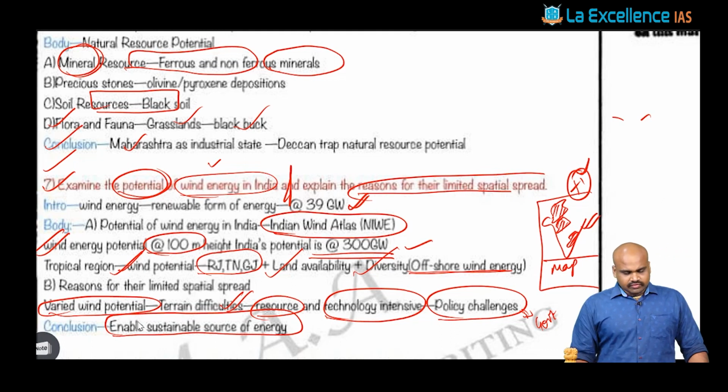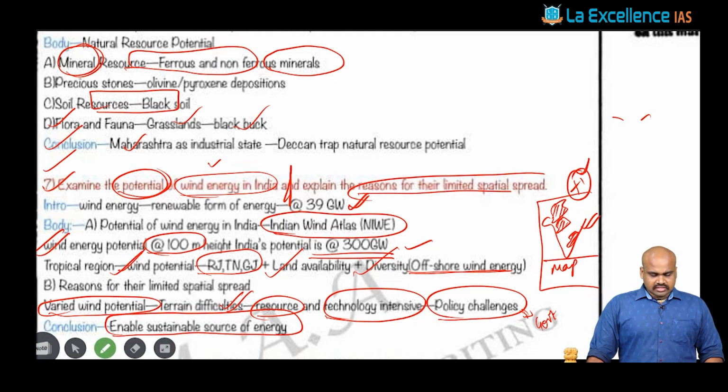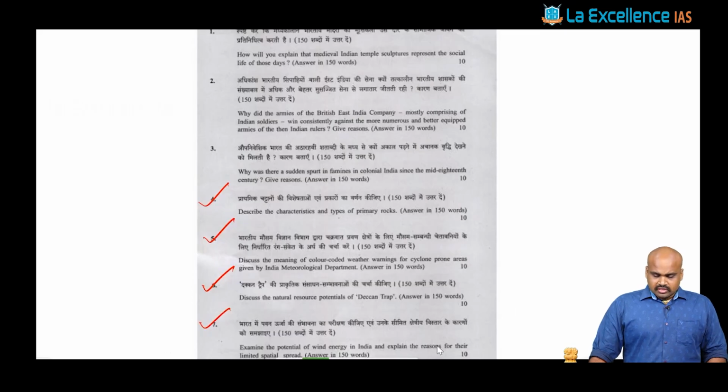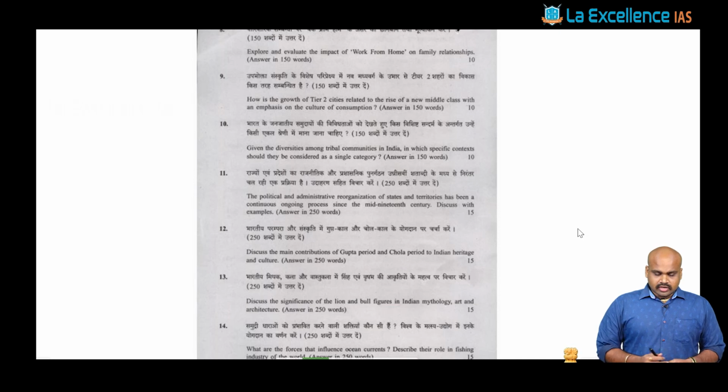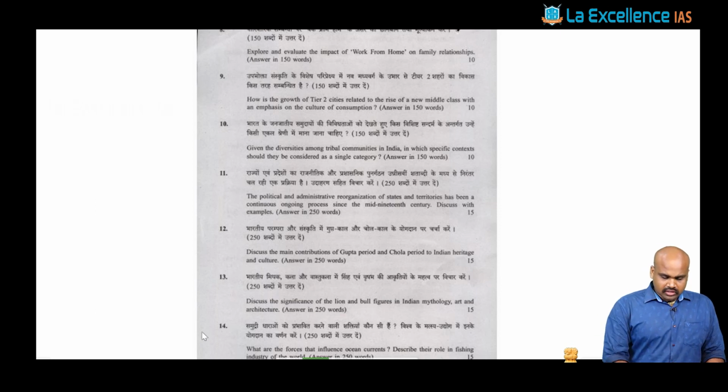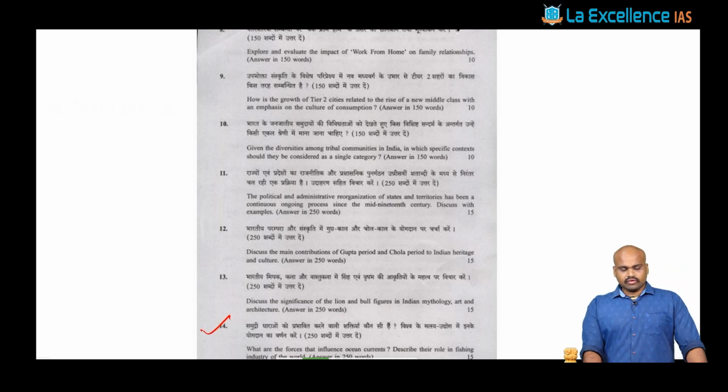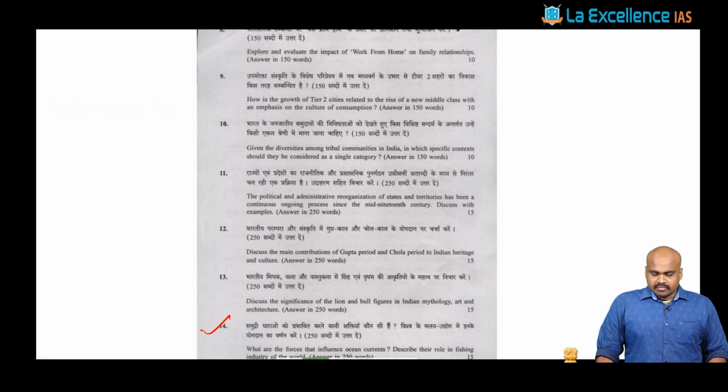Then moving on to the 15 markers that we were discussing. Now we finished the 10 markers, questions 4, 5, 6 and 7, right? Moving on to the next part, looking at the 15 markers that were asked in this question. One was, what are the forces that influence ocean currents? Describe their role in fishing industry of the world.